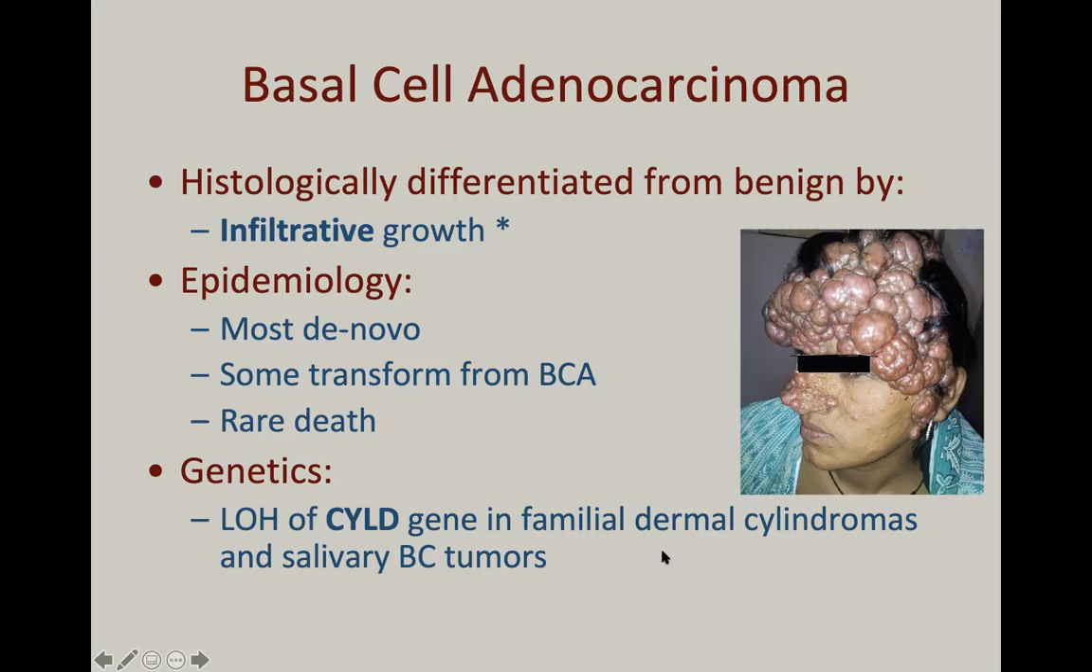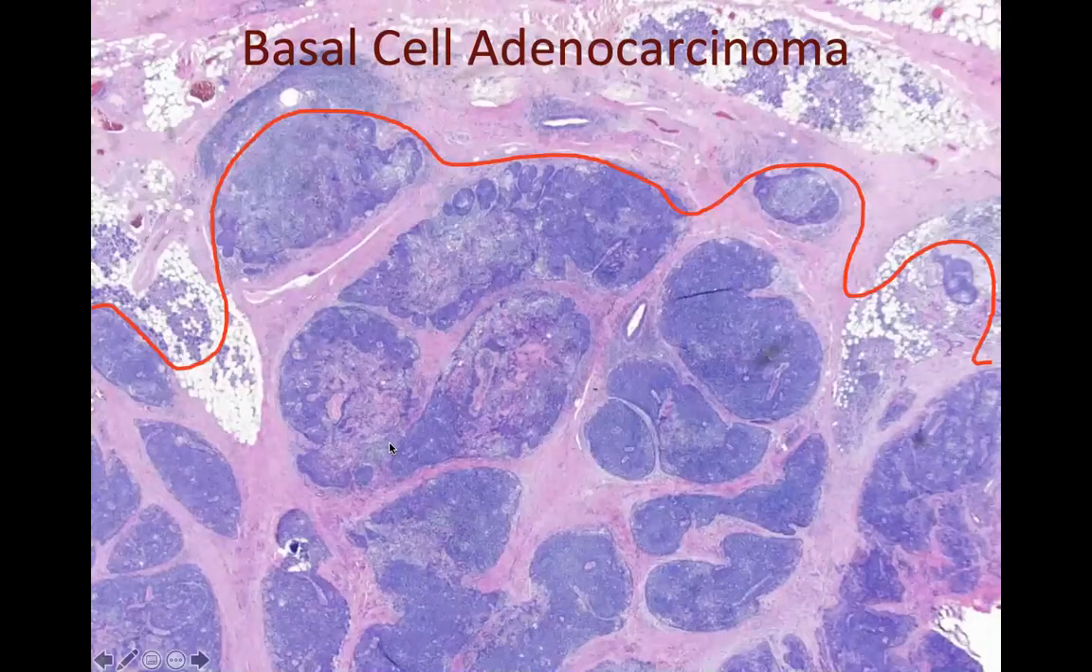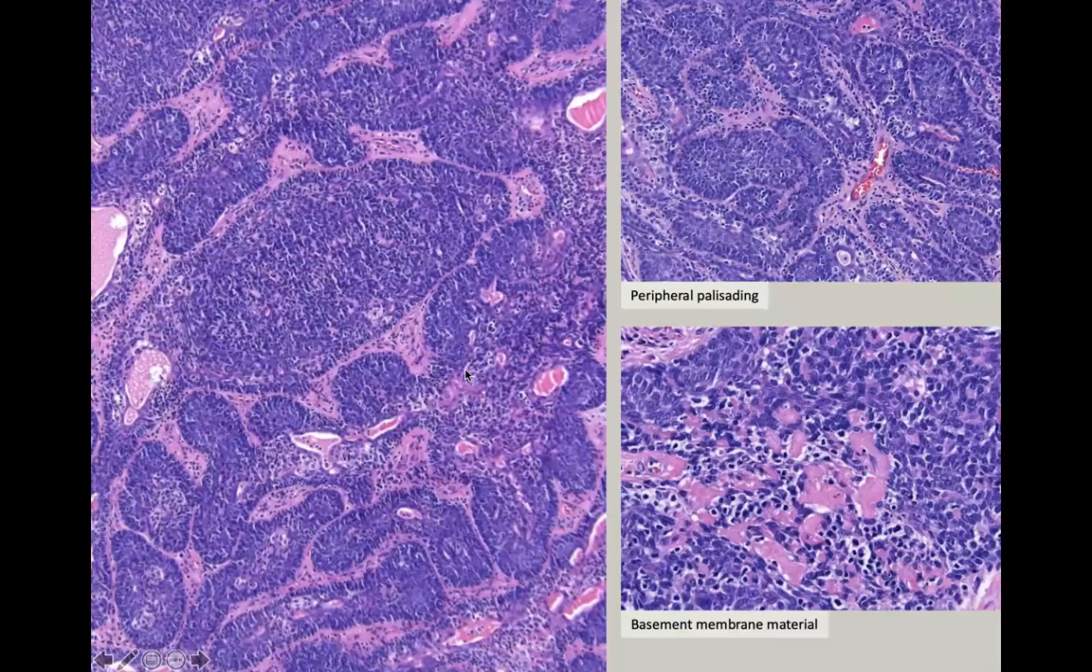So the CYLD gene is implicated in dermal cylindromas, as well as salivary basal cell neoplasms. Here showing that infiltrative growth in terms of the overall tongues that percolate into the adjacent tissue, but again, similar morphologic features of peripheral palisading and hyalinized basement membrane stromal material.